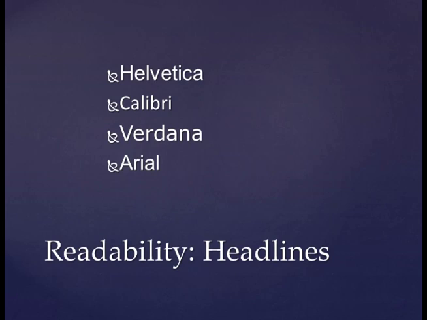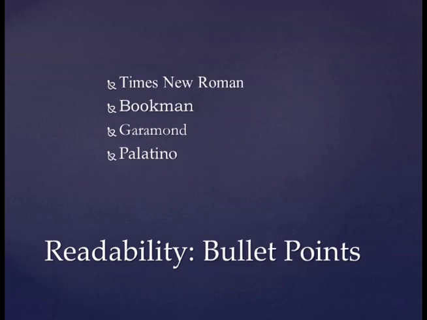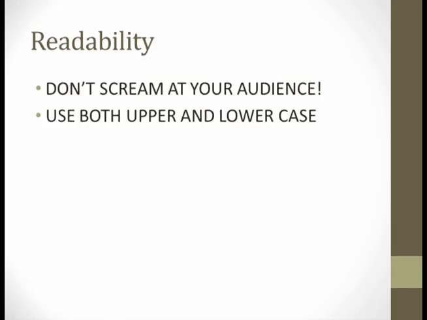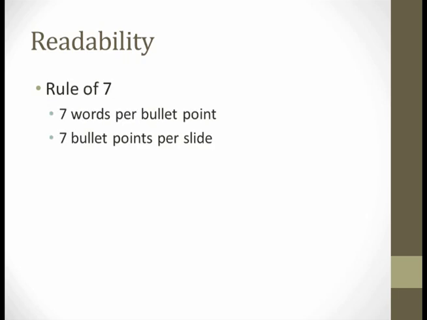Stick to the basics. Helvetica, Calibri, Verdana, and Arial for headings and chart labels, and Times New Roman, Bookman, Garamond, and Palatino for bullet points. Most magazines, newspapers, and books utilize a similar system to ensure readability. Avoid using all capital letters. Standard capitalization is easier to read, won't tire your audience's eyes, and your audience won't think you are screaming at them. The rule of 7 still applies.